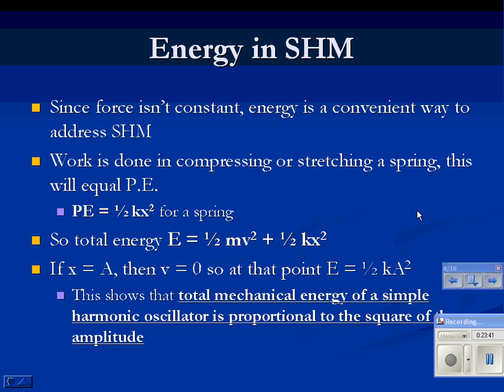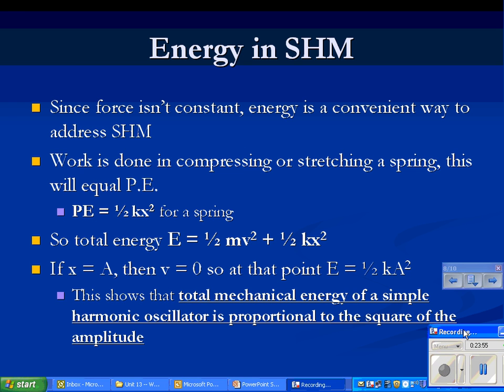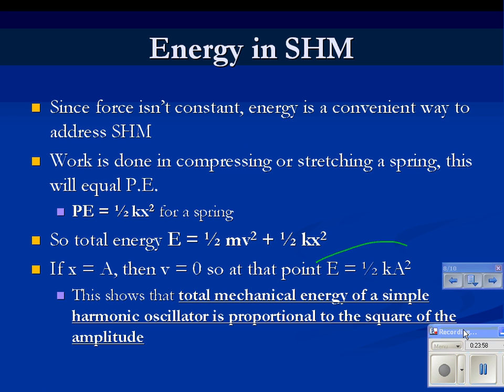So that's what I'm saying here. If displacement is at the maximum, at the amplitude, then velocity is 0. So at that point, the energy is just 1/2 kA squared, where A is the amplitude. The significance of this: if you look at that equation carefully, you'll notice that the energy in a vibrating system is proportional to the amplitude squared. I'm going to say that again. The energy of a vibrating system is proportional to the amplitude squared.